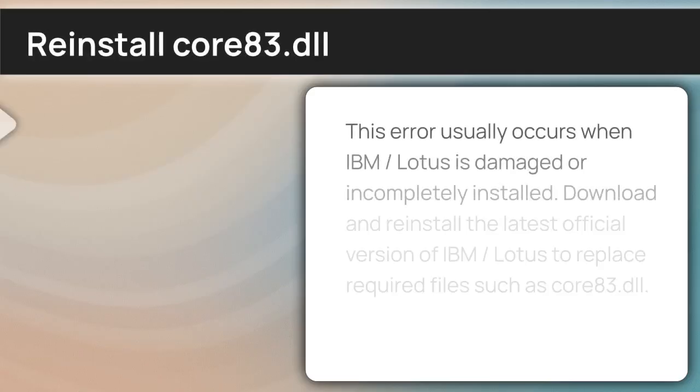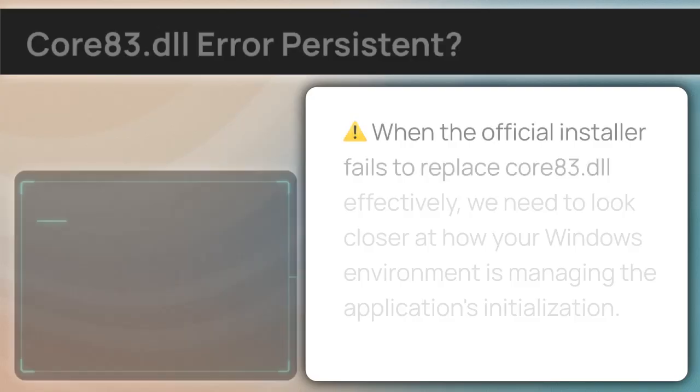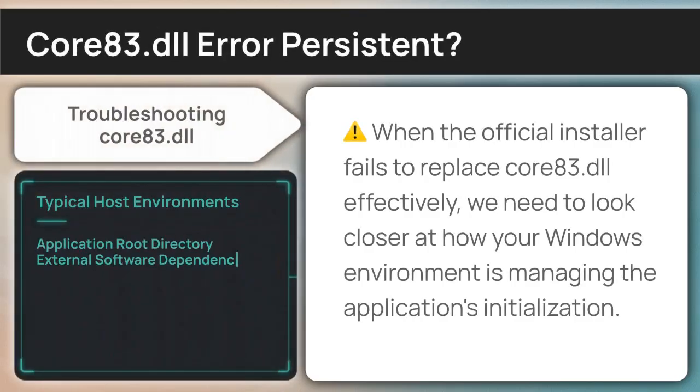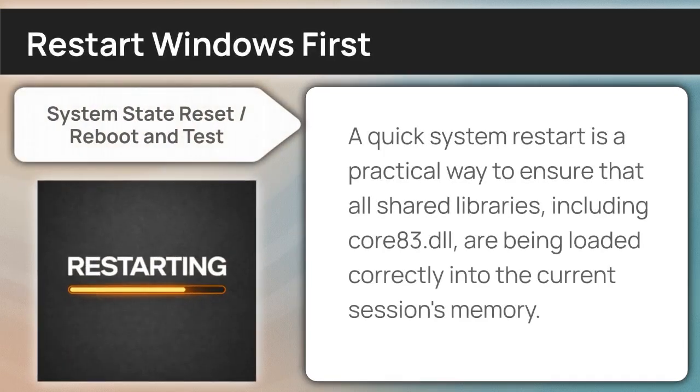This error usually occurs when IBM/Lotus is damaged or incompletely installed. Download and reinstall the latest official version of IBM/Lotus to replace required files such as Core83 Library DLL. When a fresh installer fails to clear the error, it typically points toward a deeper conflict within the Windows execution layer. A full system restart ensures that no background processes are currently locking the Core83 library file. A fresh boot allows Windows to reinitialize its library map from a clean state.